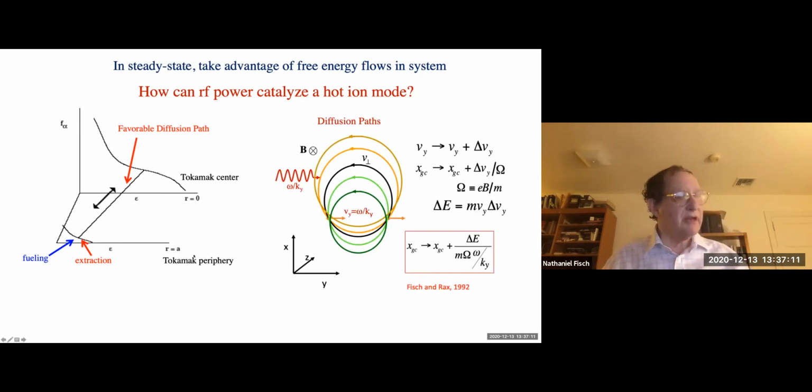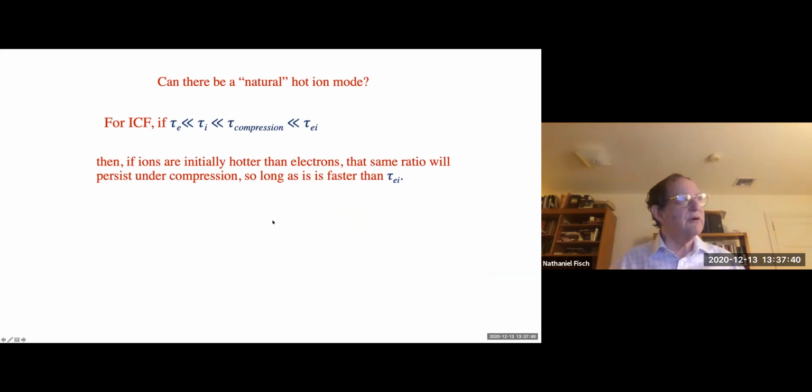And this is something that I worked out with Jean-Marcel Rax almost 30 years ago, and it's a paradigm that I come back to again and again. You just shine waves at a confined box of plasma, and if you set it up right, the hot particles can come out cold. Okay, but that requires RF energy to catalyze the hot ion mode. Is it possible to get to a natural hot ion mode?